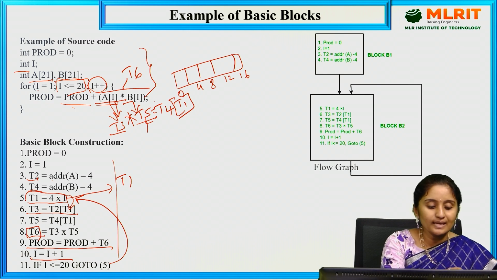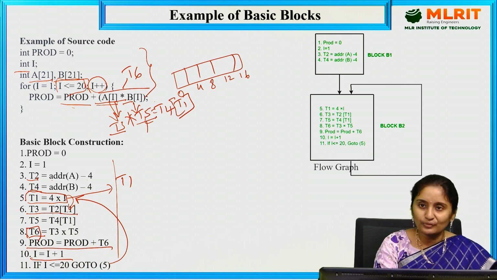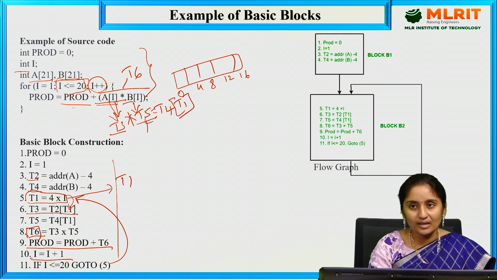See here, it is executing from production. So that is nothing but I only, right? Every time we are going to increase the address by 4 because the size of an integer is 4 bytes. So it is coming here and it executes from the 5th line. So this is nothing but some 3 address code we have written for the existing source code.